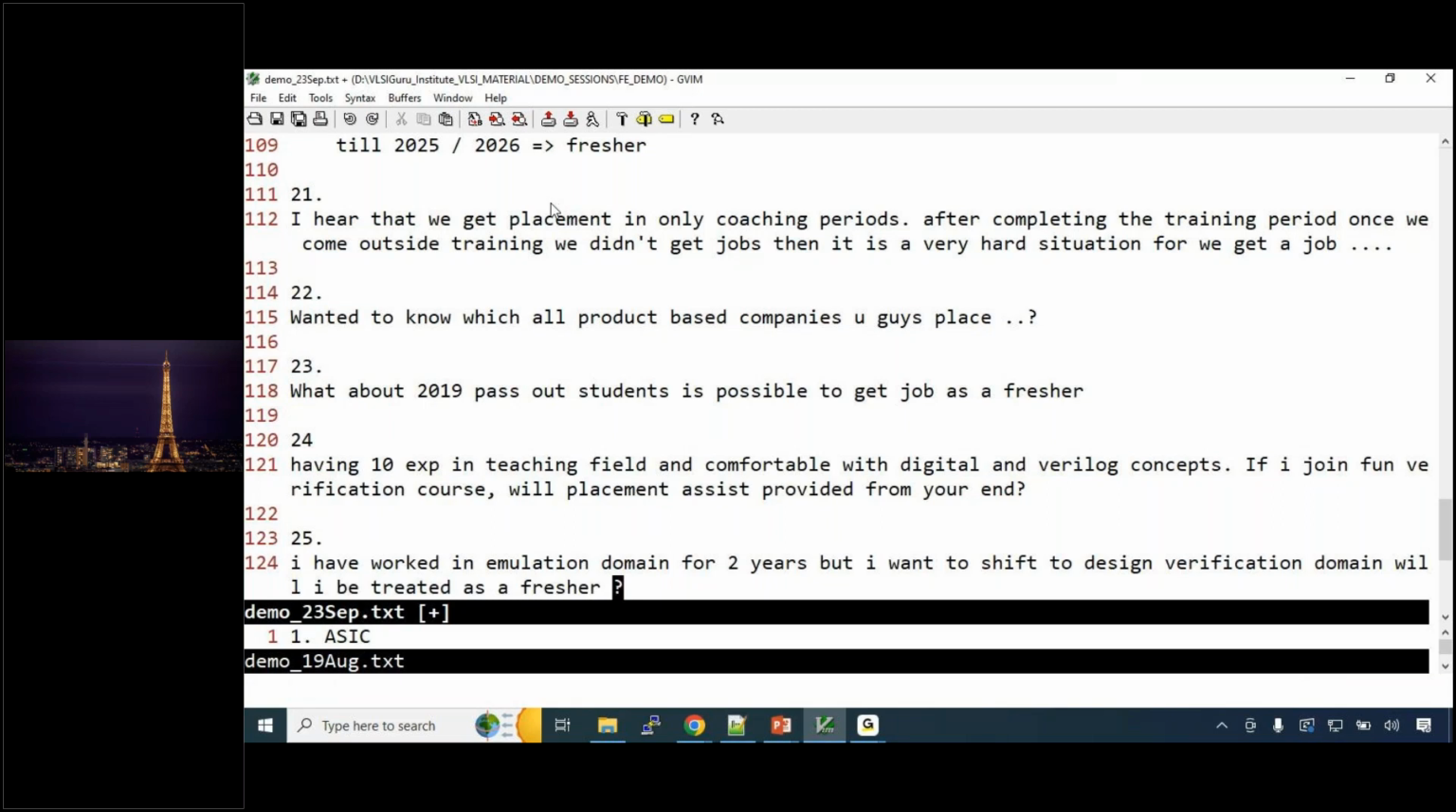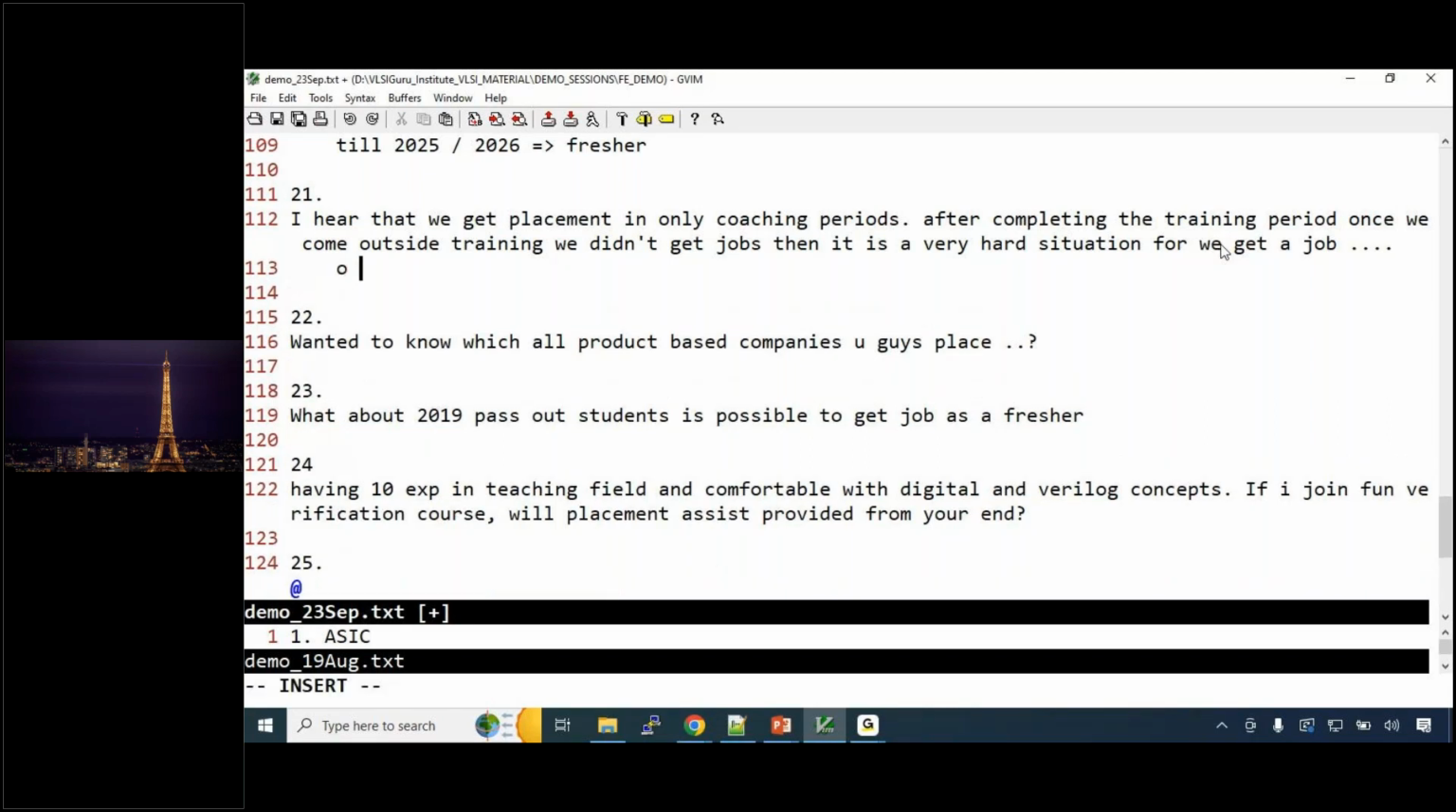I hear that we get placement only during the coaching period. After completing the training period, once we come outside training, we don't get jobs. That is a very hard situation to get a job. Just now I told you that during training you cannot get a job. Why can't you get a job? During coaching, you are learning, right? Still learning. Let's say you are undergoing SystemVerilog training today. Can I give you a job today? Tell me, when can I consider you for a job?